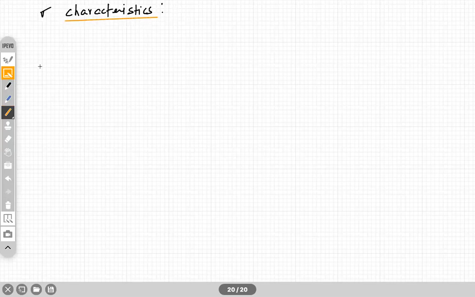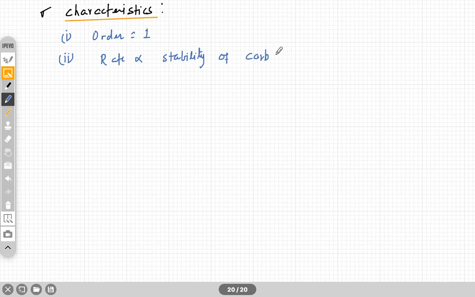Few points here: the order of the reaction is 1. That's why it is E1. Rate is again directly proportional to the stability of carbocation. First thing, the more stable the carbocation, the more will be the rate. Also, it is directly proportional to leaving group ability.